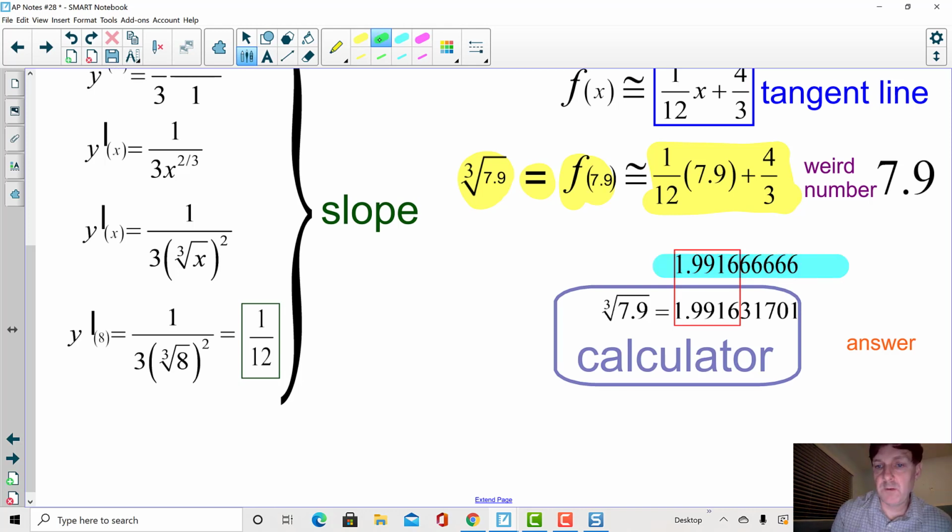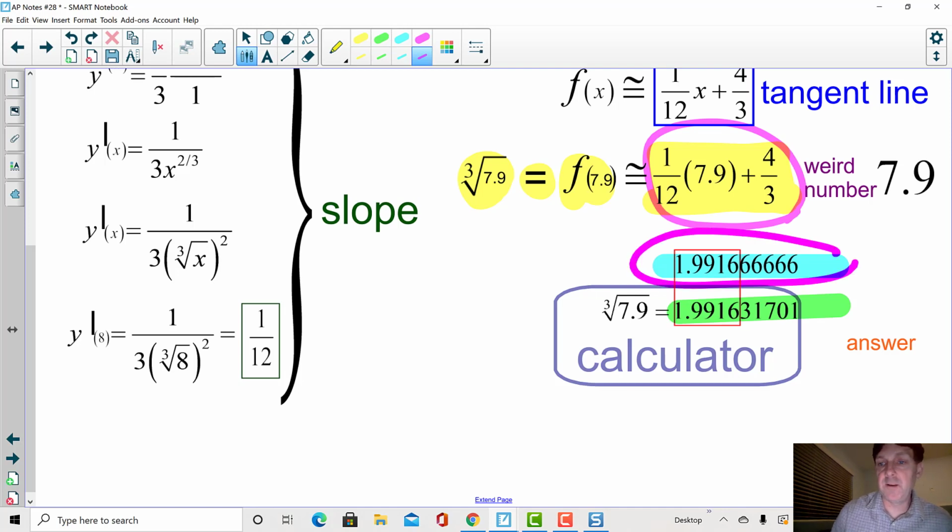Our tangent line approximation gave us 1.9916. The exact value that comes from the graphing calculator is also 1.9916. So you can see we're accurate up to 4 decimals in this situation, and we did that without a graphing calculator. So the answer that we got right here was solved without a graphing calculator, and look at how accurate we got.